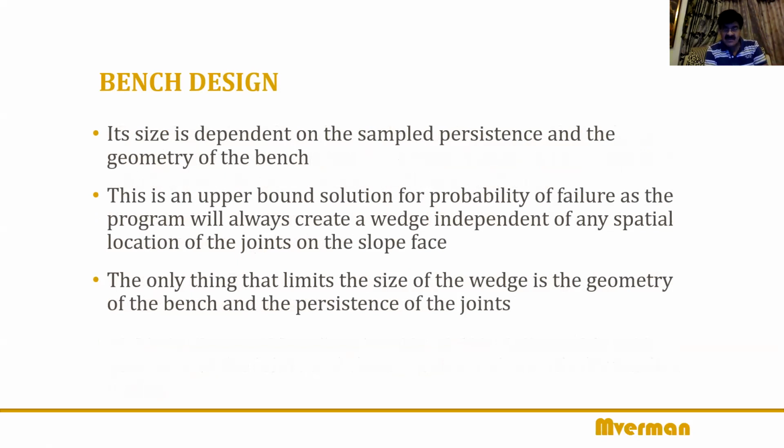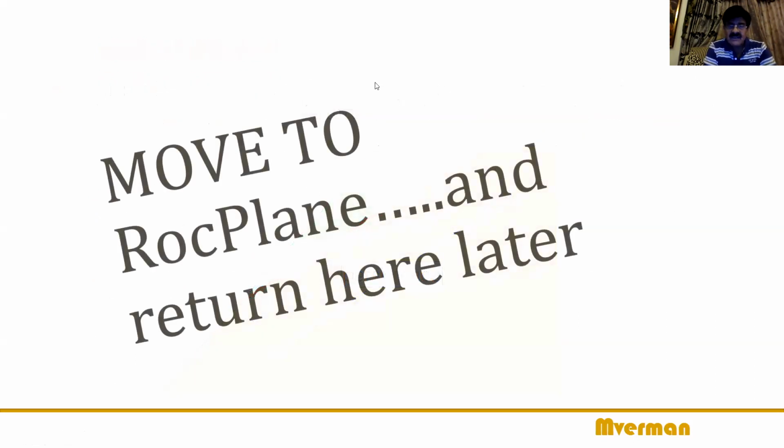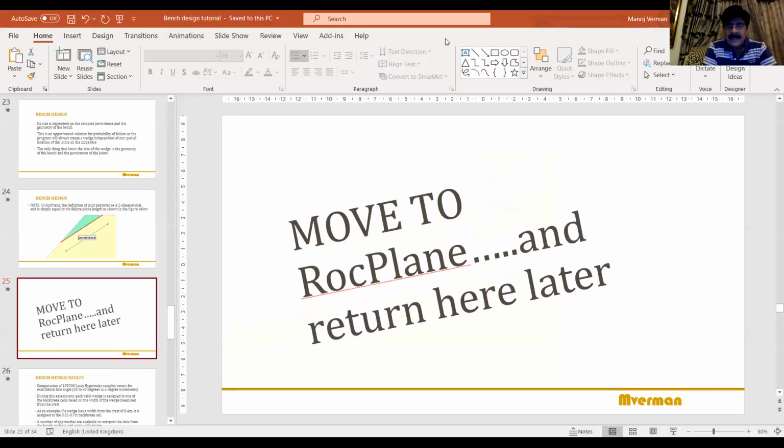This is another one. Okay, this is what I meant. Now in RocPlane, the definition of joint persistence, which you will define now, is two-dimensional and is simply equal to the failure plane length. That's the persistence once you choose failure plane length. And let's move back to that software once again.